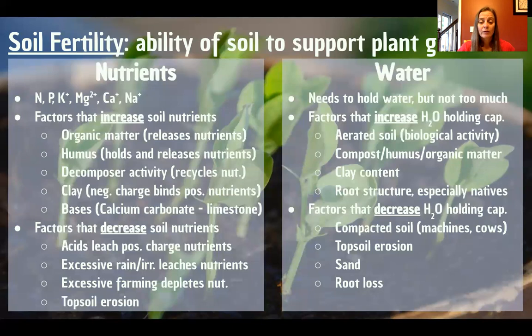It also is increased with lots of compost or humus or organic matter, because as it decomposes and breaks down, it leaves those little spaces for water to penetrate. We need to have some clay content because that's going to help it to hold on to water, but not too much because that would prevent water from penetrating in the first place. And root structures actually help to increase water holding capacity as well, because roots have little cilia on them that help to make spaces for water to be in the soil.